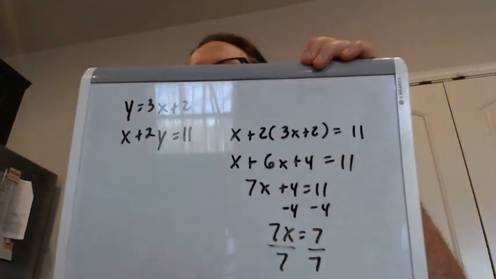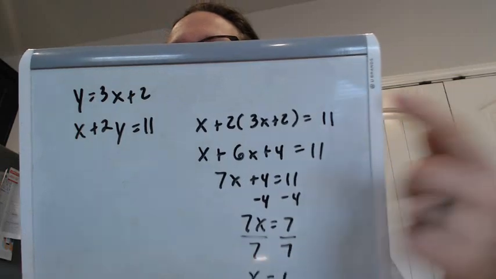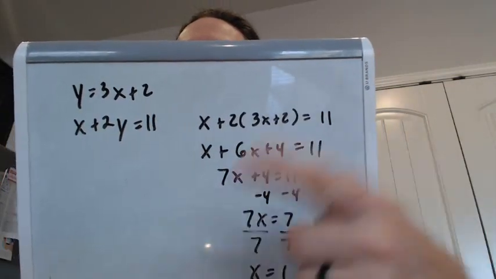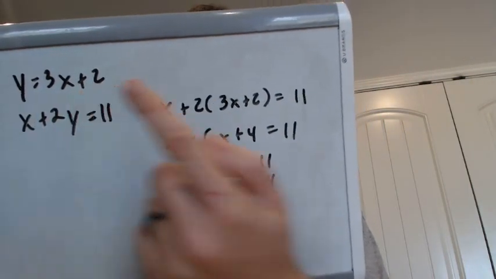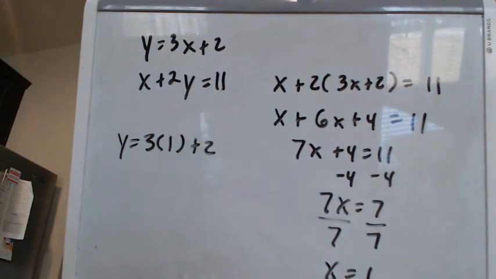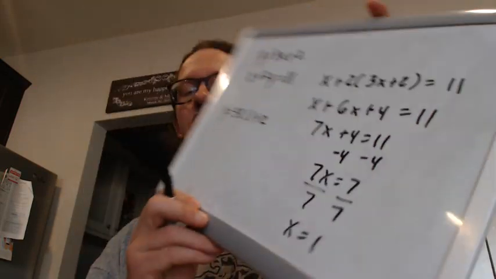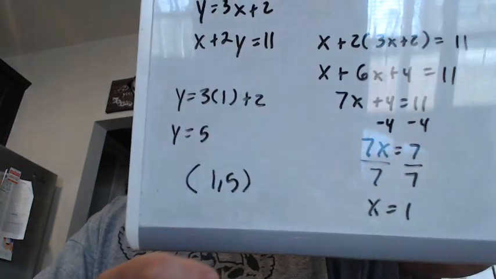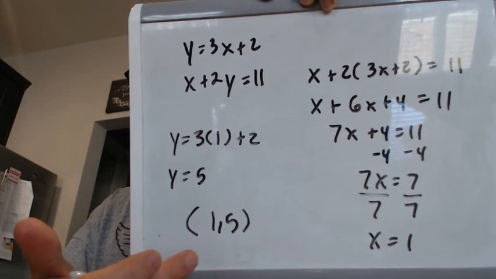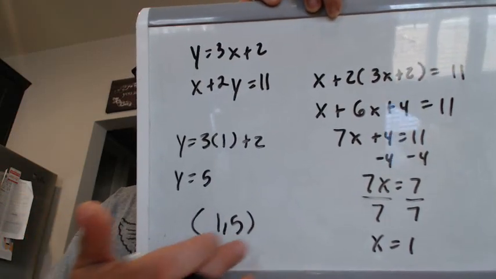And now that I have x, all I got to do is go back to the system right here and put in the x either way you want. So I'd probably just put in the top one right there. And if you plug in a 1, you get y equals 3 times 1 plus 2, like that. Just plug in the 1. And 3 times 1 is 3 plus 2 is 5, so y equals 5. So basically, here's what we got. We have a solution of 1 comma 5 because x was 1, y was 5, right? So that should work for both equations.